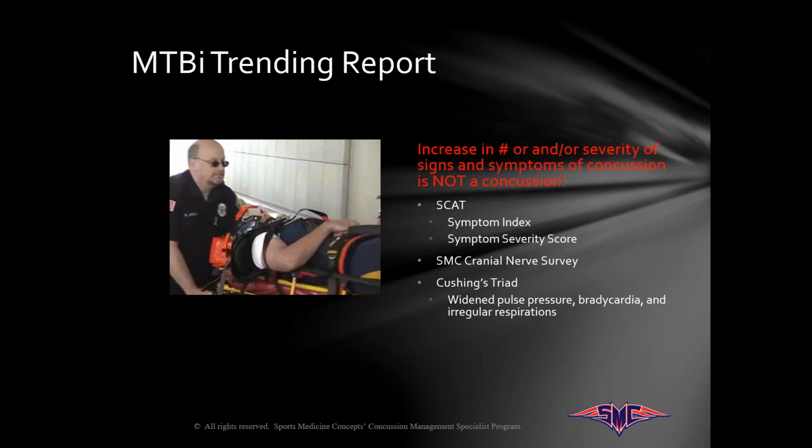So we're going to use our SCAT and the symptom index that's on the SCAT form, as well as the symptom severity score. We're going to be looking specifically at concussion signs and symptoms, but not the SCAT form all on its own. We're going to be trending the SCAT form over a period of time, and I'll show you that here momentarily. We're also going to be making serial measurements and trending the cranial nerve survey. And we're going to be looking specifically for what we refer to as Cushing's triad over that period of time. Cushing's triad being a widened pulse pressure combined with bradycardia, or a slowed heart rate, and irregular respirations. So if we see that classic presentation of Cushing's triad, that is a classic indicator of rising intracranial pressure.